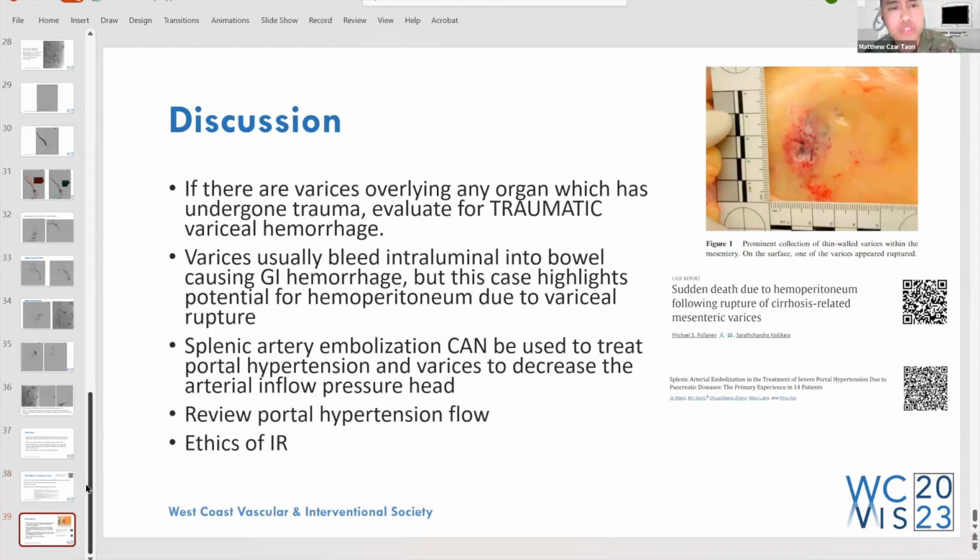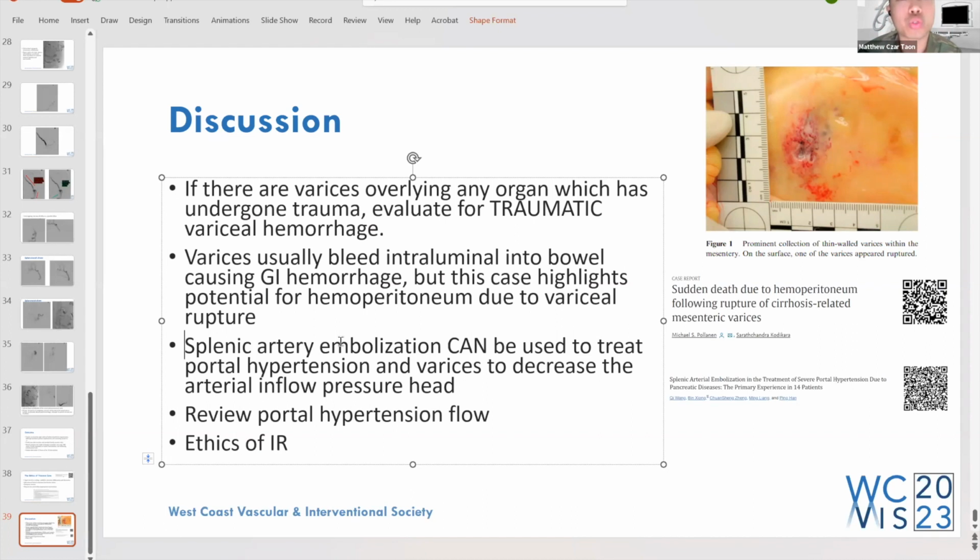And so something I learned from this case, because I haven't seen a traumatic variceal hemorrhage, is that if you ever see varices overlying any organ which has undergone trauma, you better evaluate for a traumatic variceal hemorrhage. Varices, although they usually bleed intraluminal, can also rupture into the peritoneum, hemoperitoneum. And this is one image from an open surgical case where the varix had ruptured into the omentum, the mesentery itself. Even though we did splenic artery embolization, that can be used to treat portal hypertension and varices.